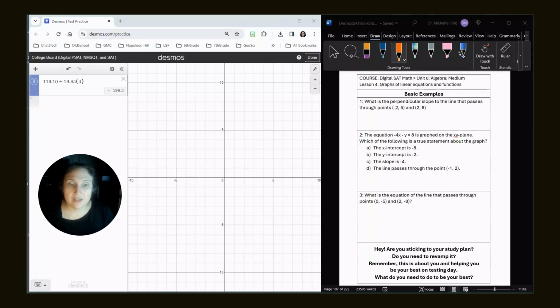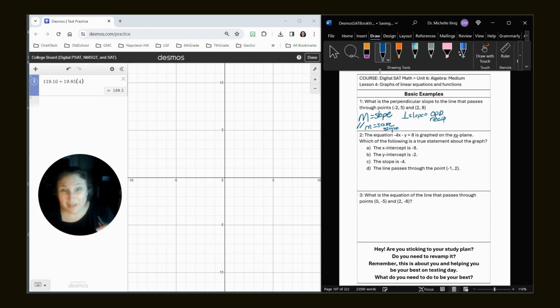The first question says, what is the perpendicular slope to the line that passes through the points -2, 5 and 2, 8? So you have to know that our regular slope, m stands for slope, is m. If the slope is parallel, it's going to be the same slope. If the slope is perpendicular, then it's going to be the opposite reciprocal of the original slope. And this will make a whole lot more sense.